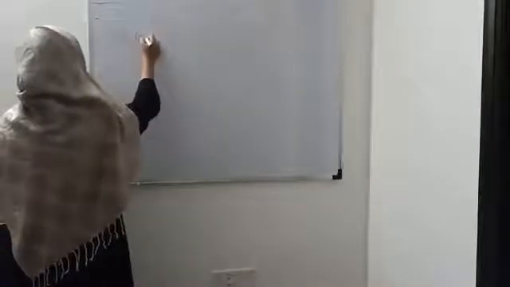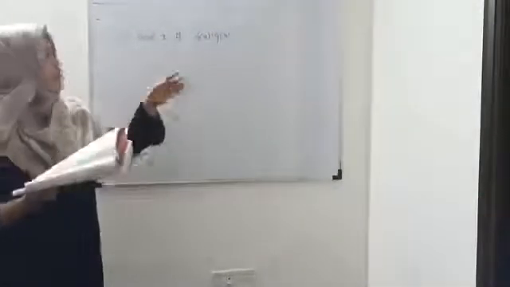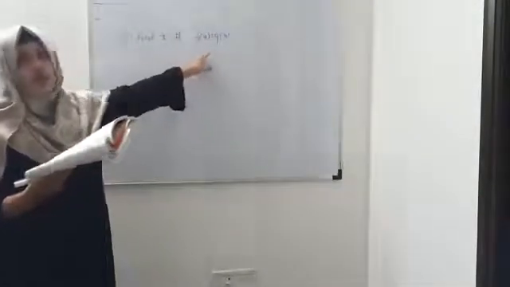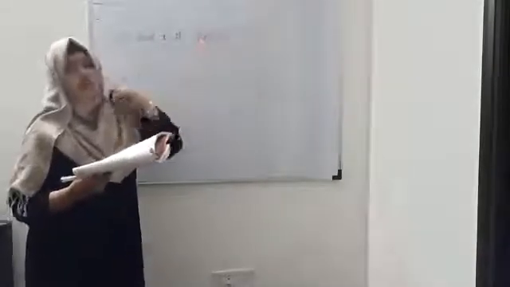So example number 6 is: find x if f of x is equal to g of x. Okay, in the previous example it was g of x is equal to 0 and you had to find x. Here the two functions f of x and g of x are equal, and you have to find the unknown value x.